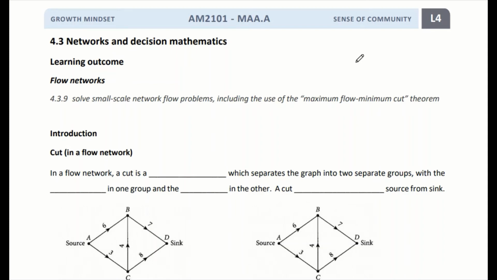Hi everyone, welcome to the fourth lesson for topic 4.3 Networks and Decision Mathematics. We are still under the subtopic of flow networks and we are going to continue our discussion in maximum flow.